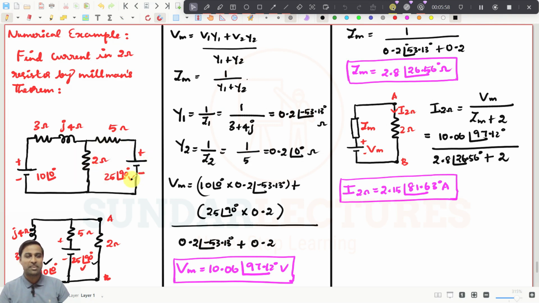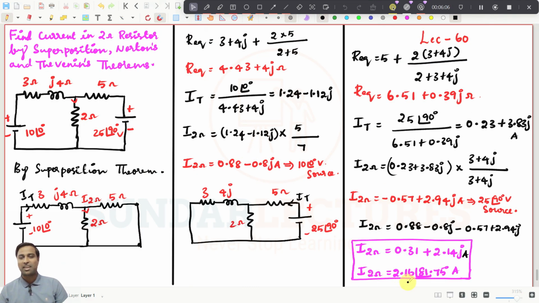This is the same example we have taken for Millman's theorem, and we found 2.15 at an angle of 81.63. But here I am getting 2.16 at an angle of 81.75 degrees amperes. So this is how you need to simplify, finding the current in the 2 ohms resistor by the superposition theorem.